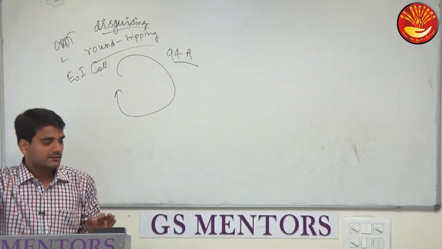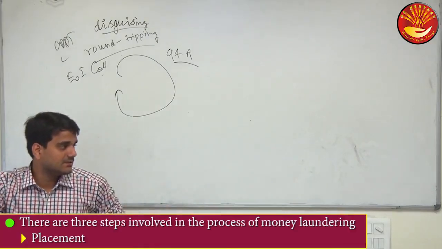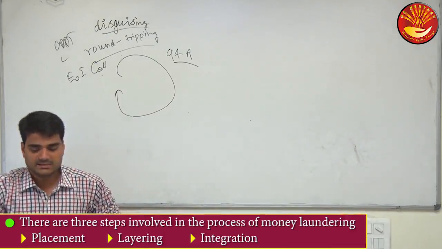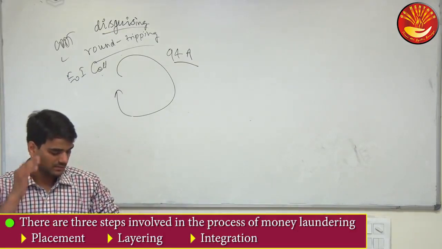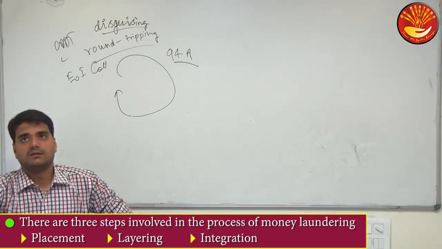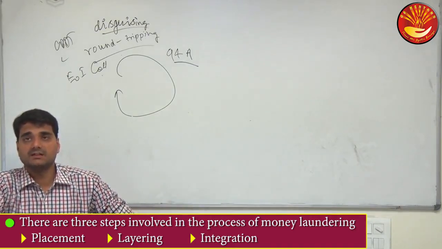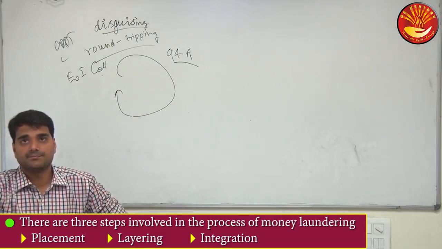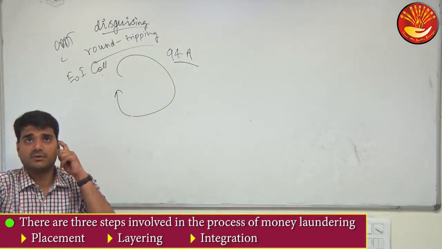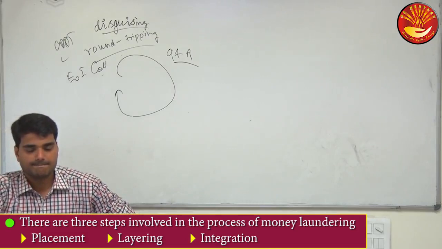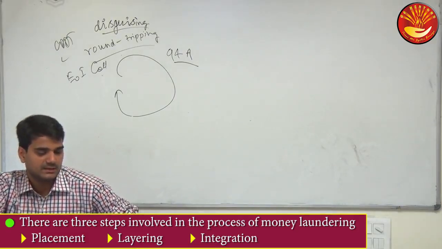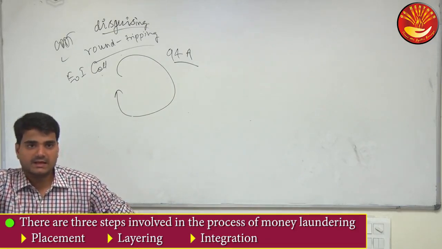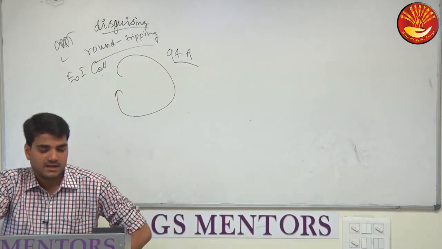Write down. There are 3 steps involved in the process of money laundering. Okay. First one is placement, then layering, and then integration. Let's understand first of it.